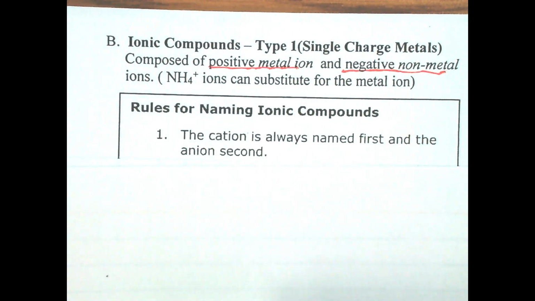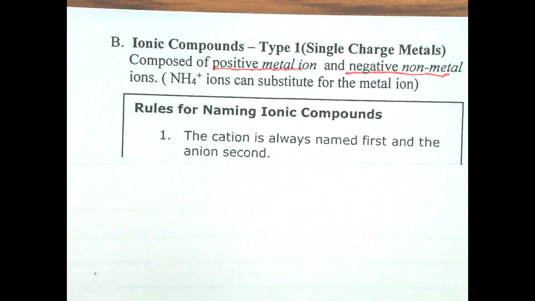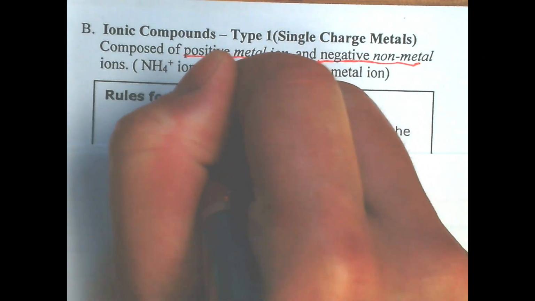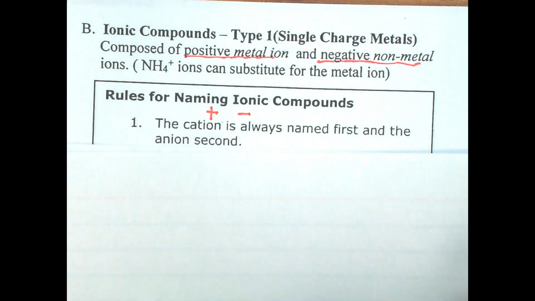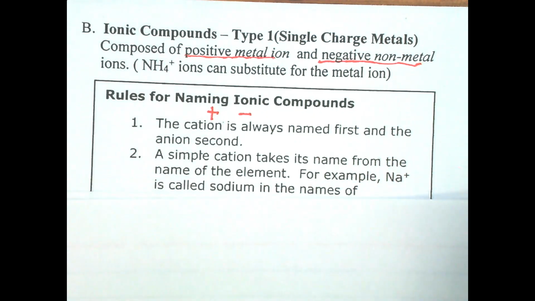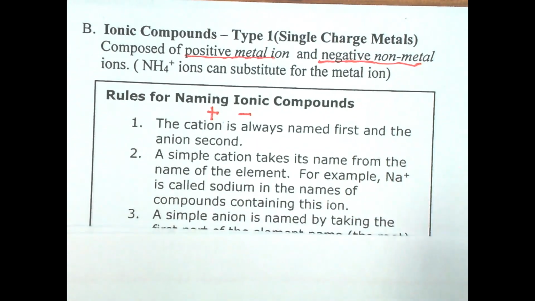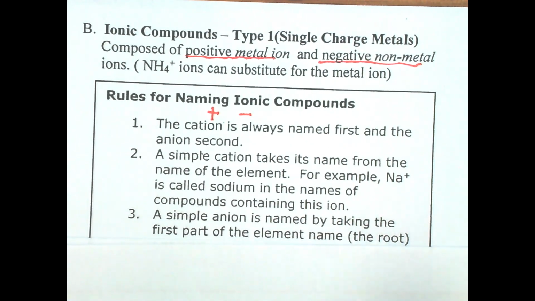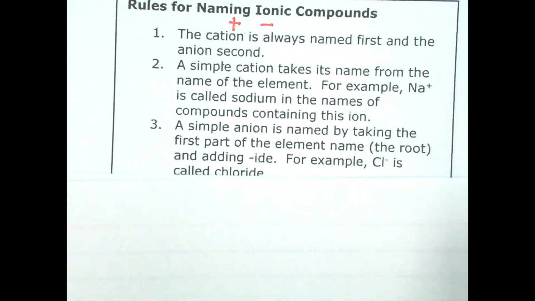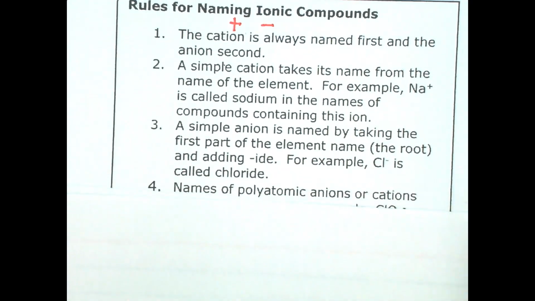So the rules are pretty simple. The cation is always put first. So it's always going to be the positive in front and the negative behind when you write your compound. A simple cation takes its name from the name of the element. For example, a sodium ion is just called sodium in the name of the compound. A simple anion is named by taking the first part of the element name, the root, and adding IDE. For example, Cl- is called not chlorine but chloride.